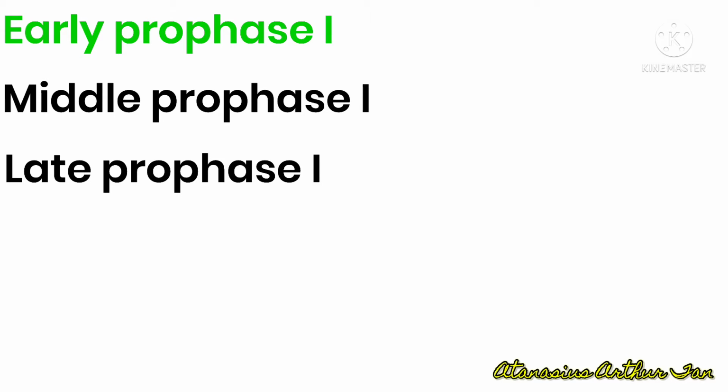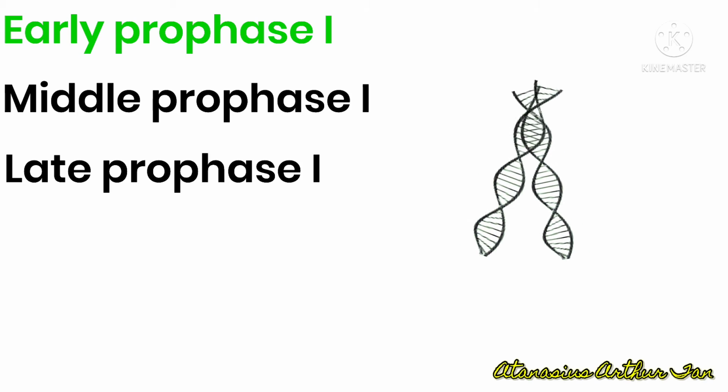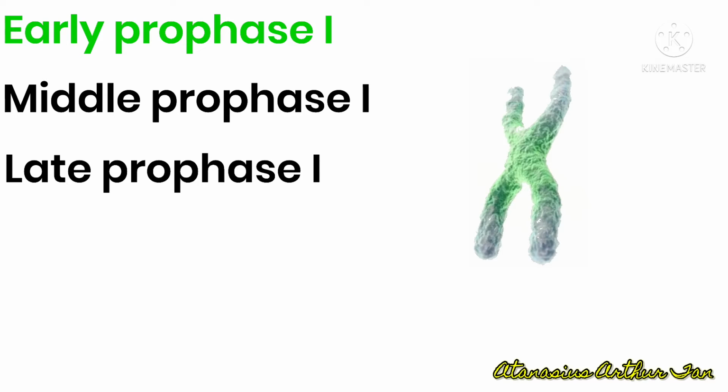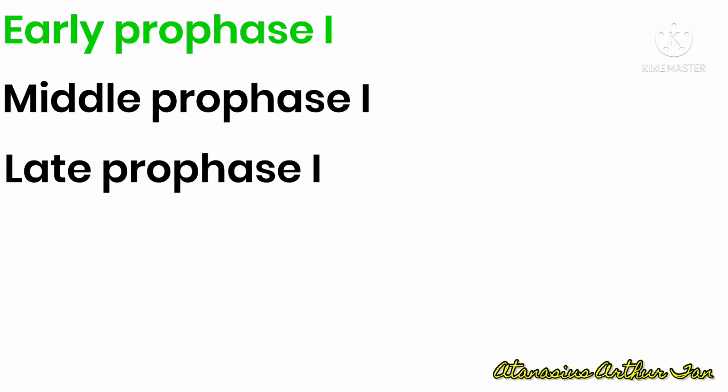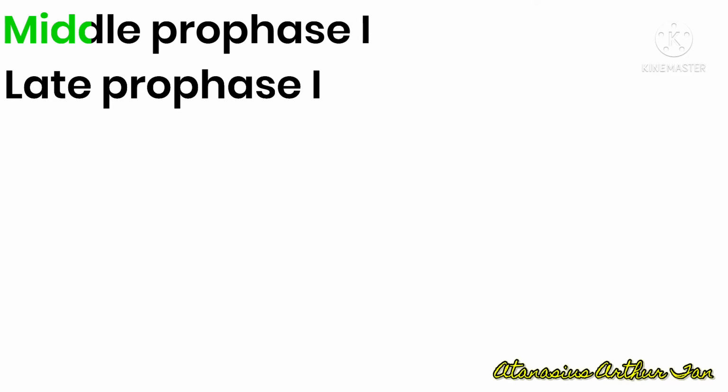Early prophase 1. It is basically the same as in mitosis. The chromatin will clone itself and the same pairs of DNA will flow together and form a chromosome. And that's basically literally exactly the same. So because that's boring, let's move on to middle prophase 1.